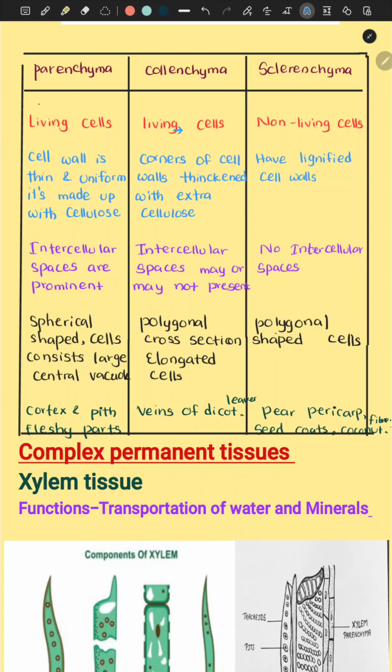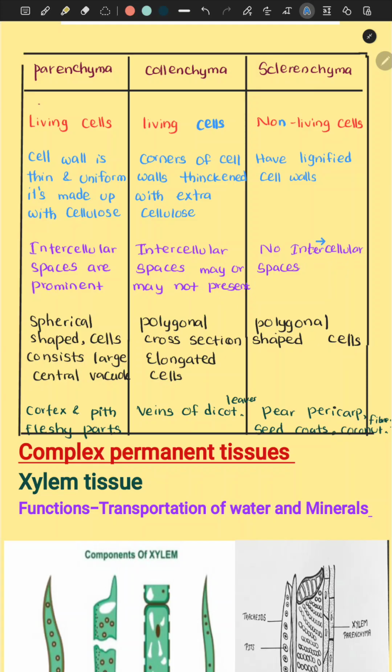Parenchyma consists of living cells, collenchyma of living cells, and sclerenchyma of non-living cells. The wall is thin and uniform and made of cellulose in parenchyma. In collenchyma the corners of the cell walls are thickened with extra cellulose, and the sclerenchyma cells are lignified. The parenchyma has prominent intercellular spaces, and in collenchyma intercellular spaces may or may not be present.